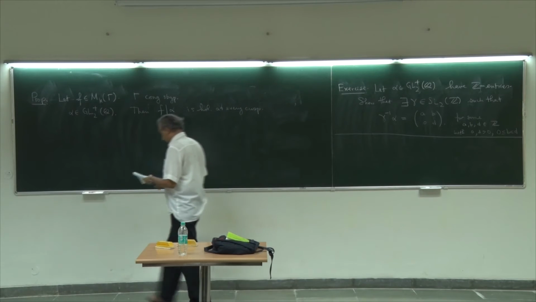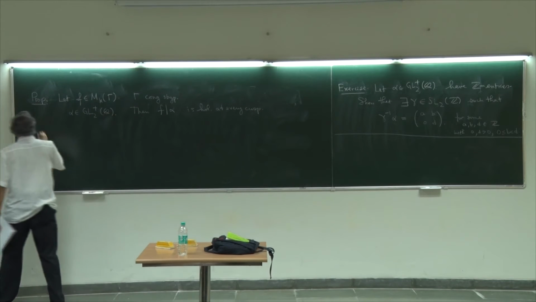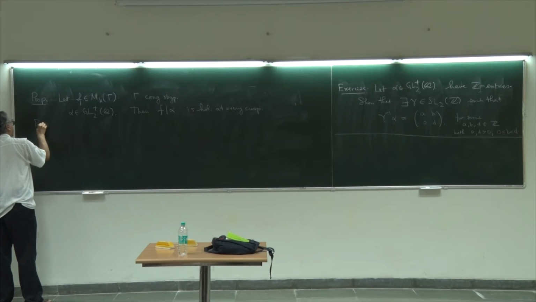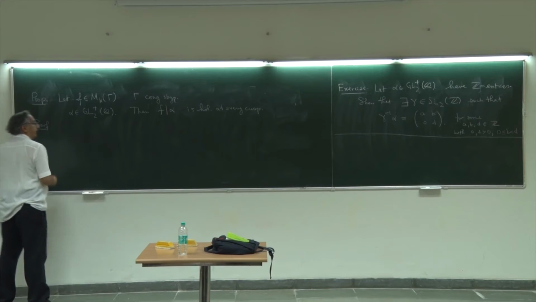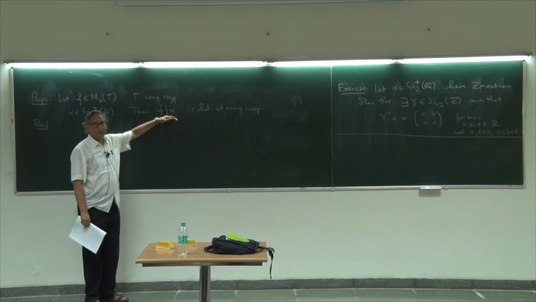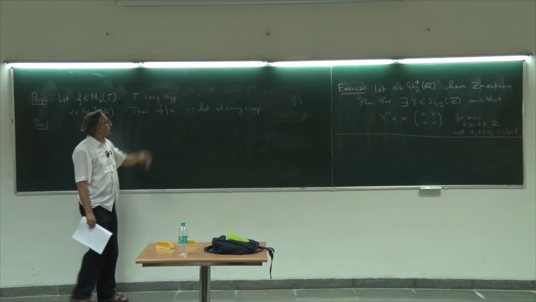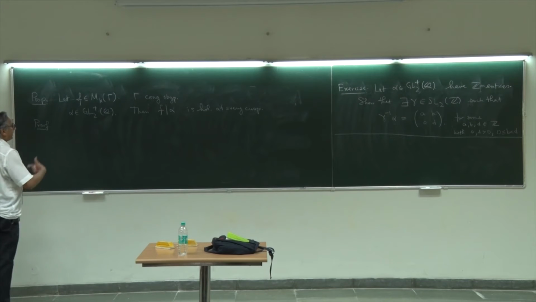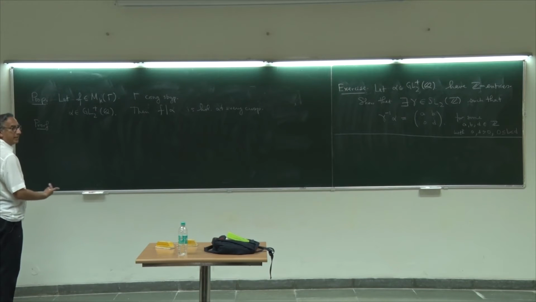So let me try to prove this. The point is that if I take an element alpha in GL2 plus Q, F slash alpha need not be a modular form of weight k again. Need not be. We have to know how the thing will transform. But the fact is F slash alpha still makes sense as a function on the extended upper half plane. I just like to check what's happening at the cusps.